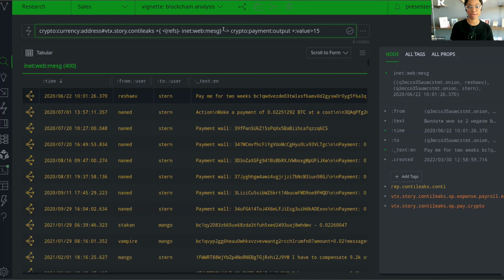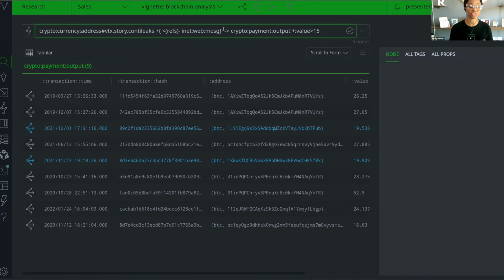So what we did was create a search that would allow us to first lift all of the cryptocurrency addresses that we extracted from this data set, then filter for only addresses that were observed in web messages. That's just because over time, as we enrich the data, more and more addresses started to get added to the Contileaks research story. But we then pivoted to payments that these addresses received, and payments of a value greater than 15.